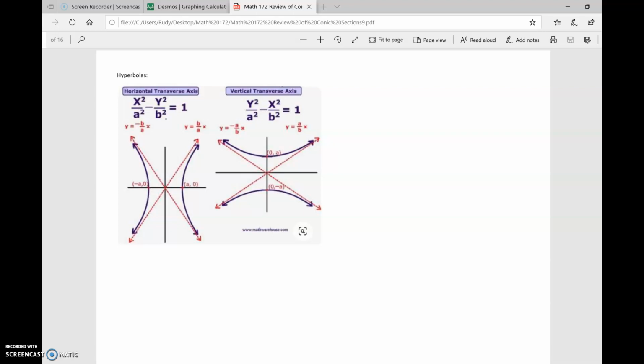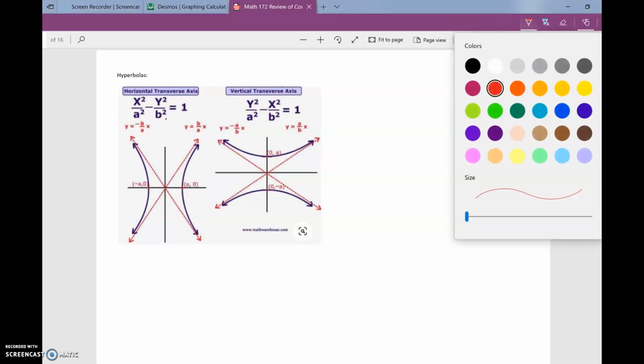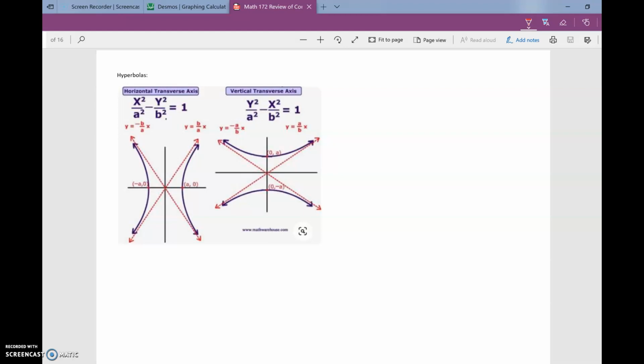Hi class, we need to take a look at hyperbolas. Now for hyperbolas, I'll be using the following two equations, and this is because the main objective is just to provide a sketch and then also to express them in h comma k.